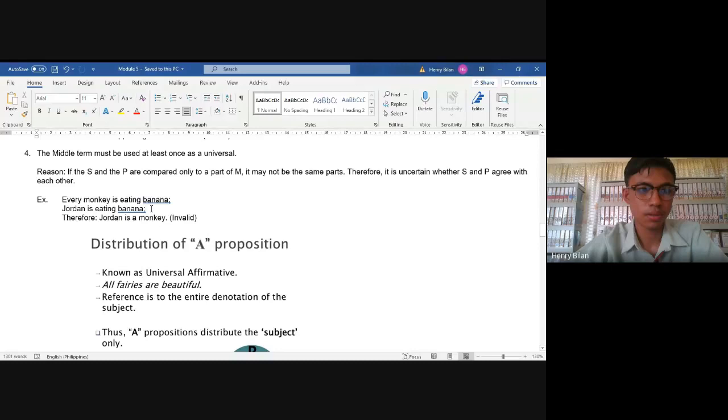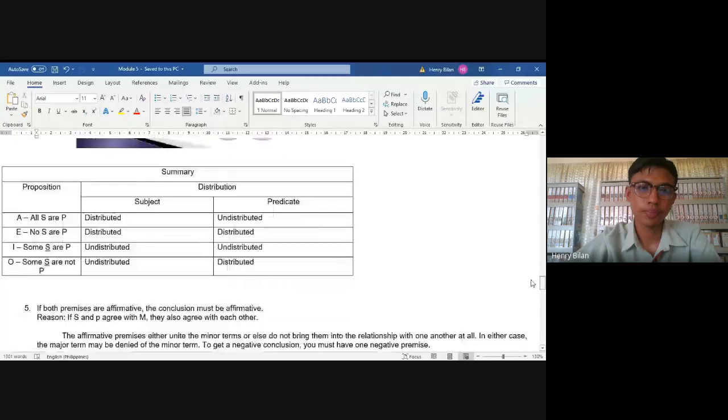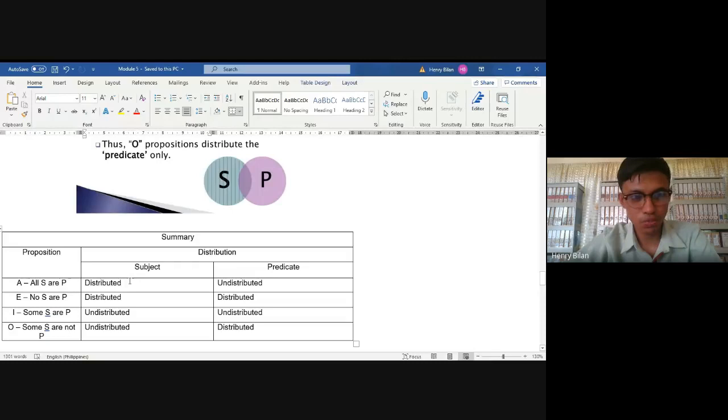Meron tayong clue dito. Ito yung mas madaling clue natin, kung kailan natin masasabi na universal or particular yung isang term. So we always remember that we only have 4 propositions. The A, E, I, O propositions. You have to memorize A, E, I, O. Kapag A proposition, punta lang tayo sa summary niya. Pag A proposition, the subject is distributed. The predicate is undistributed. Kapag sinabing distributed, universal siya. Because it includes or it excludes everything.